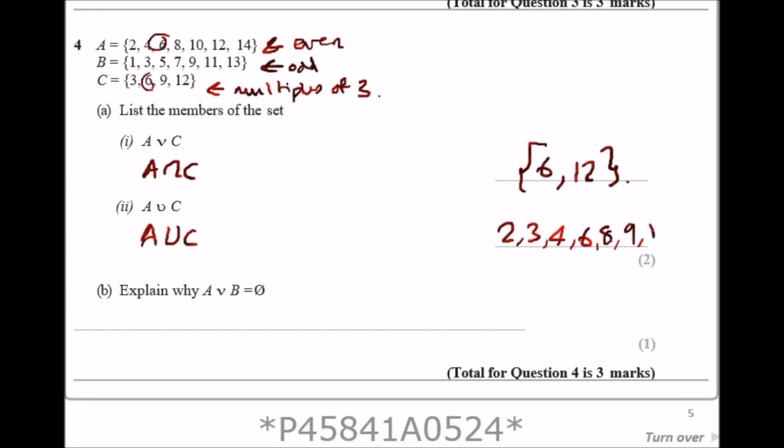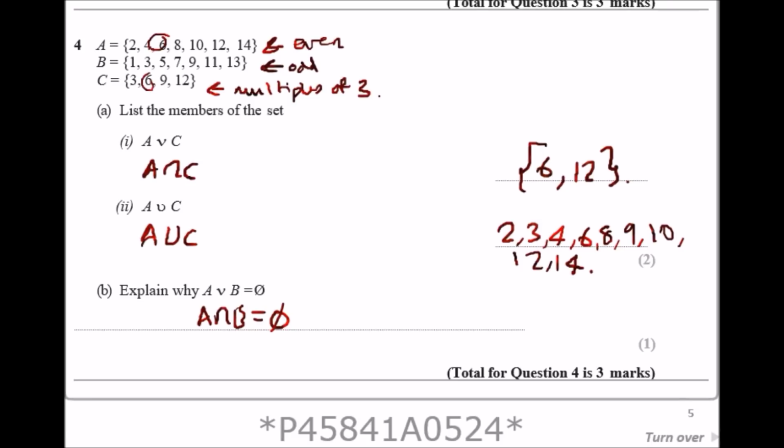We have 10. We also have a 12, and we have 14. So this is everybody, isn't it? Now for here, explain why when A intersects B, we get something known as an empty set. In other words, we get nothing. Well, the reason why we get nothing is because even numbers and odd numbers have nothing in common.